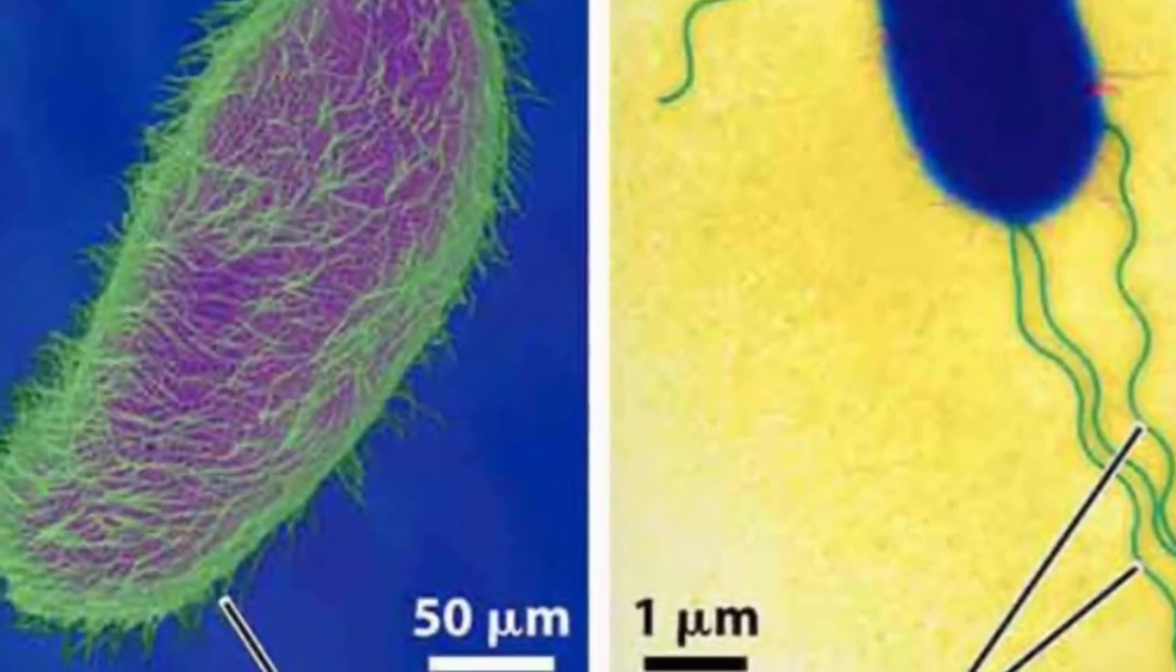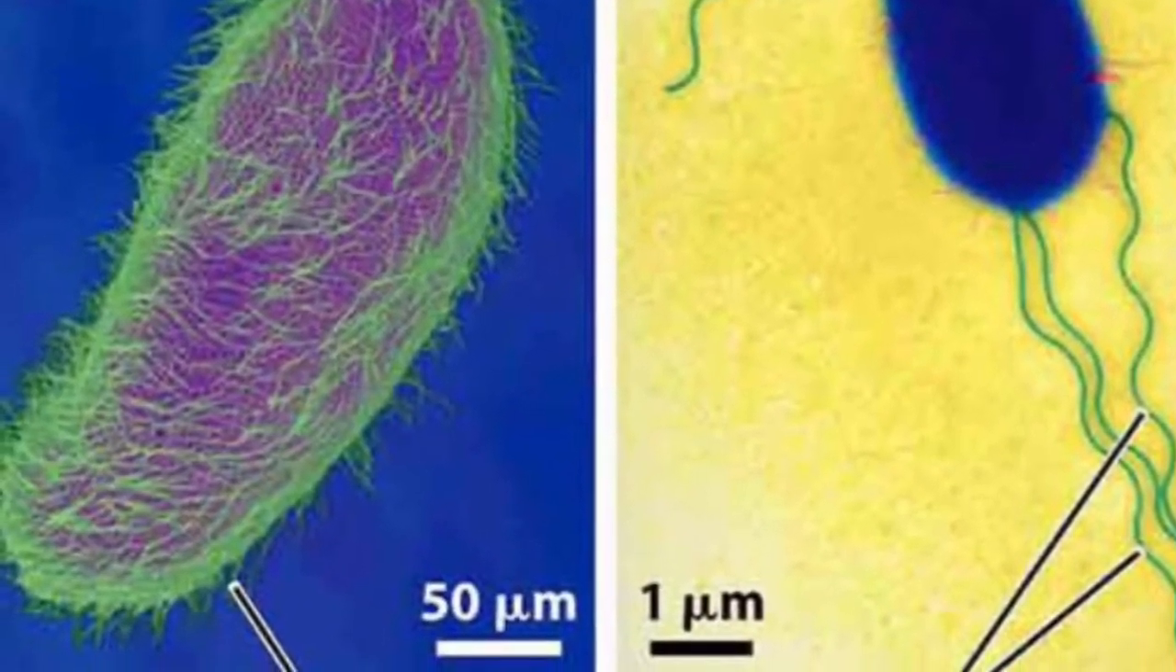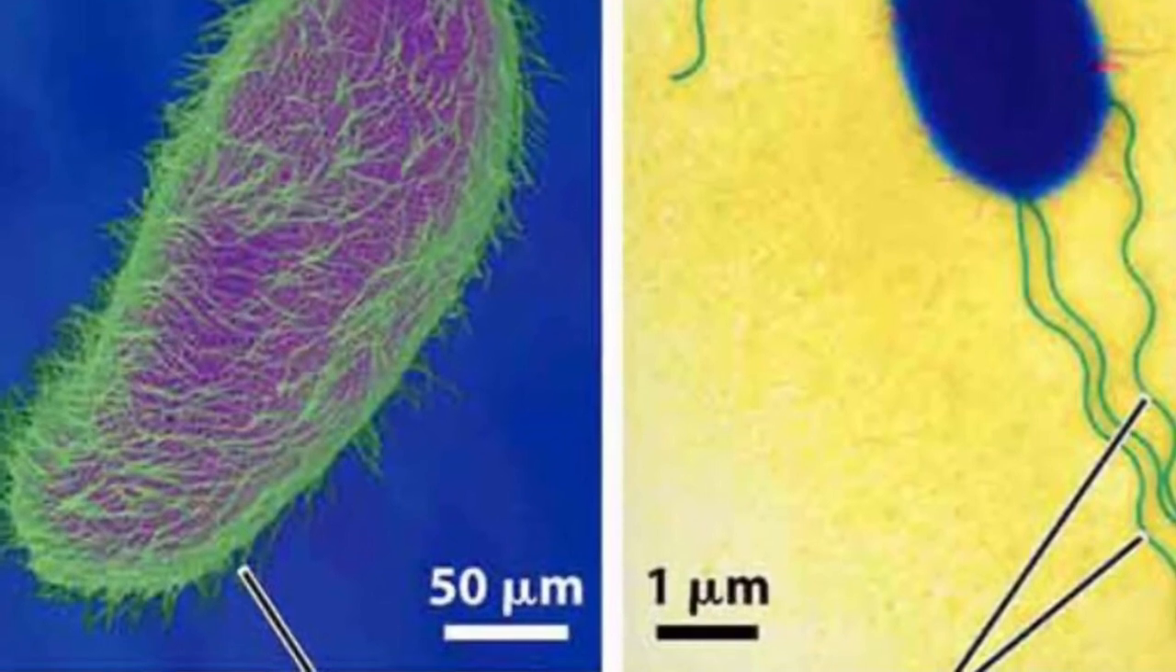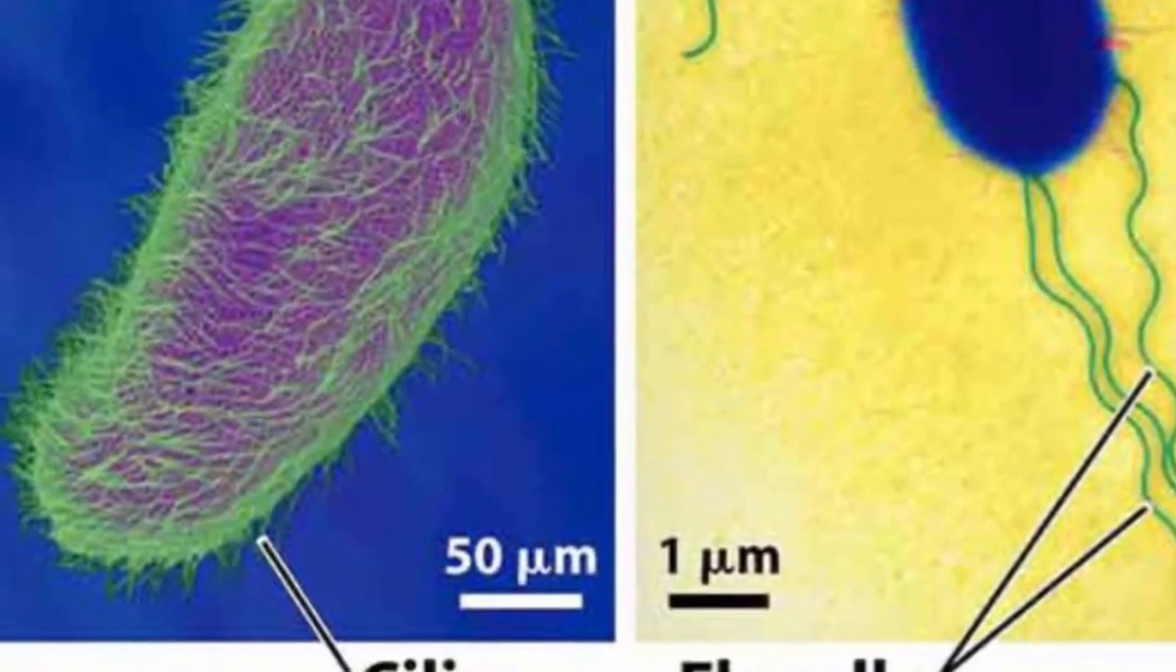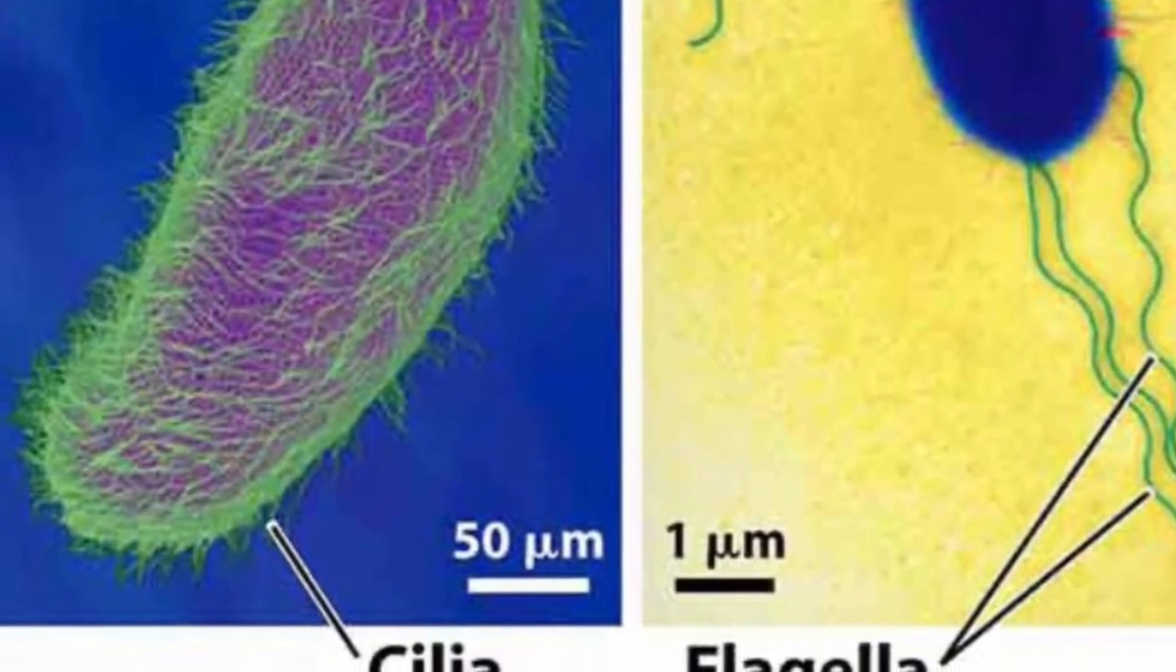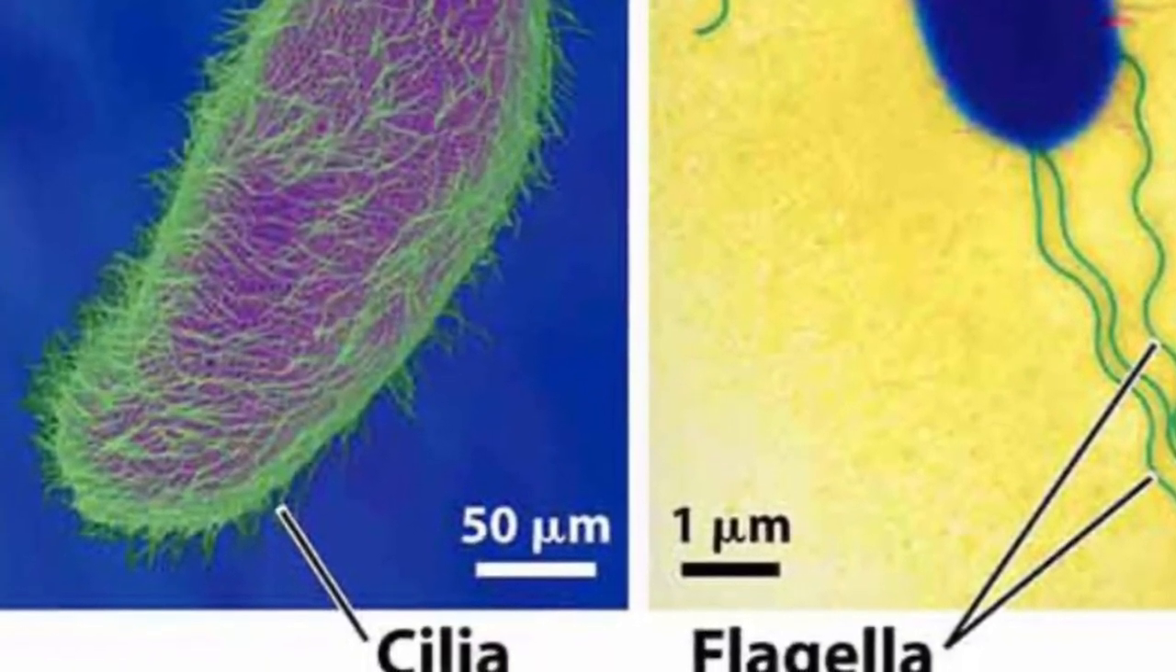Cilia and flagella are substances that help cells move. Cilia are tiny, but there are a lot of them. And flagella are very long, but there are very few of them. Those two help the cell move.